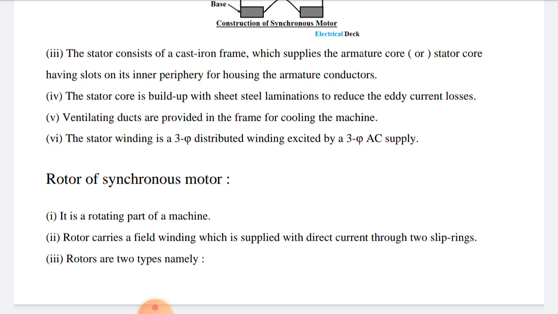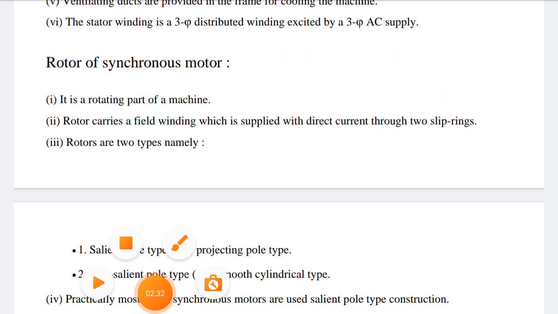The rotor of a synchronous motor can be of two types: salient type or non-salient type. Practically, most of the synchronous motors use salient pole type construction. In a synchronous motor, rotor winding is known as field winding. The winding of the rotor is excited by a separate DC supply through slip rings.